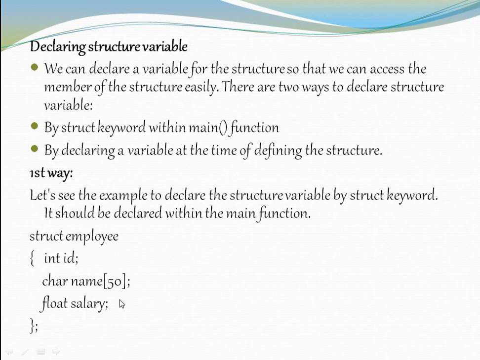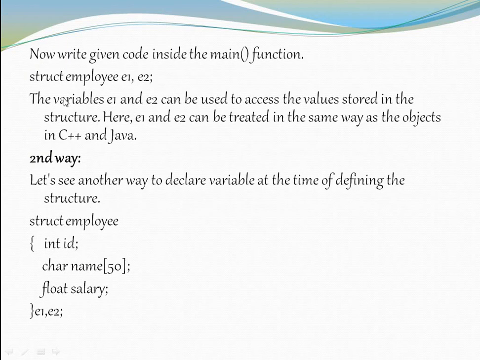This is the syntax for defining the structure. Now the structure has been defined. To declare the structure variable inside the main function, you have to use struct employee and the variable names. These are the structure variables E1, E2. These two variables are used for accessing the members within the structure.